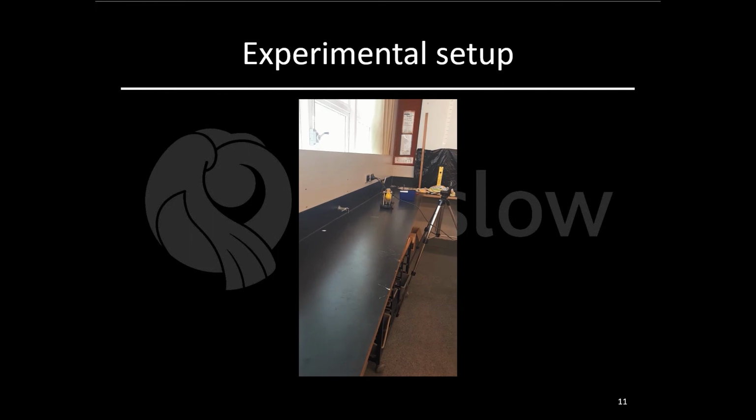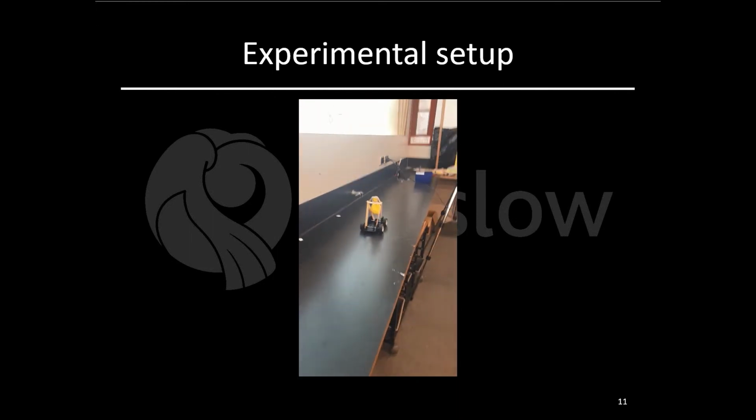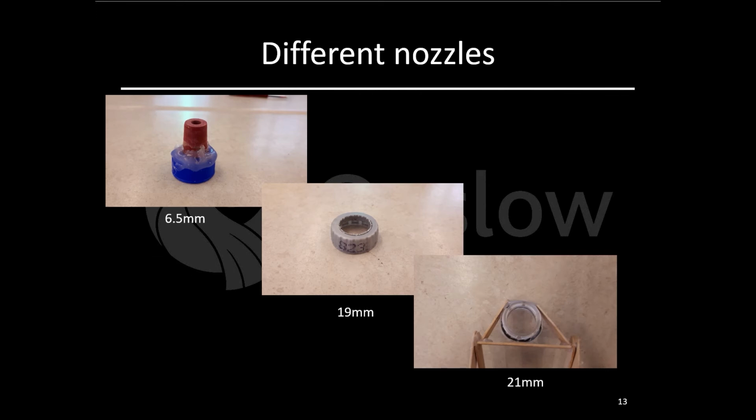Here's our experimental setup. As you can see, we've attached a balloon to the car. We let go, it accelerates and comes to a stop. Here are the parameters we tested. We tested 3 nozzle diameters, and here are some that we could have tested: the balloon inflation, the balloon elasticity, meaning we'd have multiple balloons inside each other to hopefully help it deflate faster, and then our car mass. Here are our nozzles.